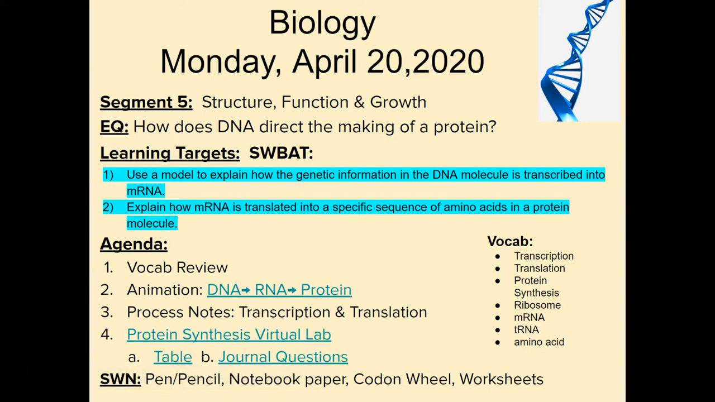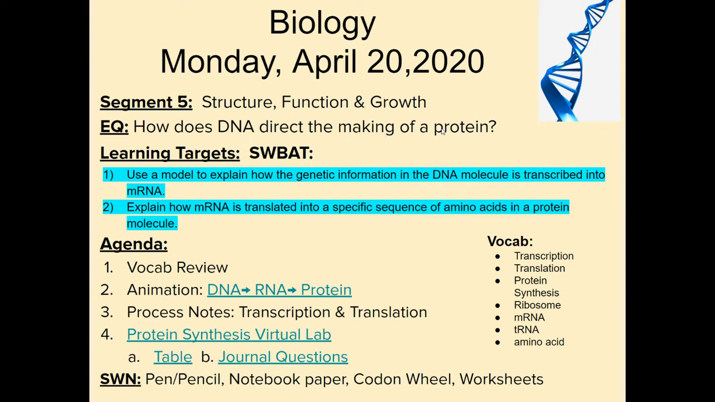Today and this week, we're going to continue our investigation of protein synthesis and the mRNA molecule. We're looking at the different types of RNA and how each is involved in the synthesizing of a protein. So we are still in segment 5, so we're talking structure, function, and growth. And our overarching essential question for a good part of this week is, how does DNA direct the making of a protein?